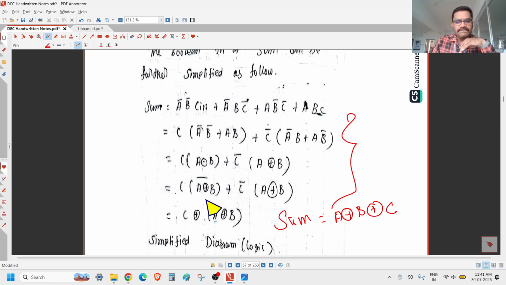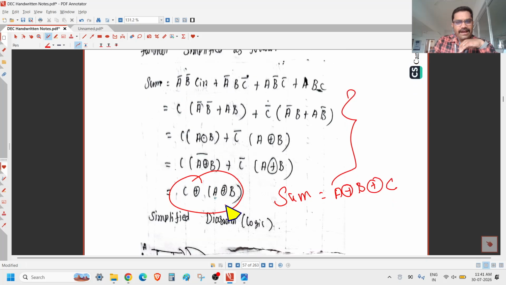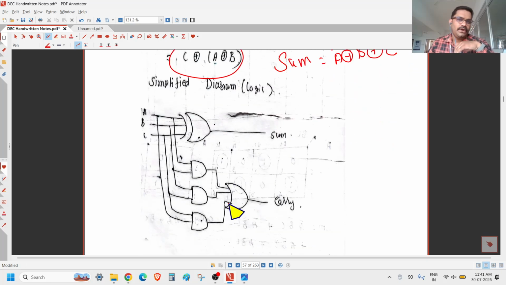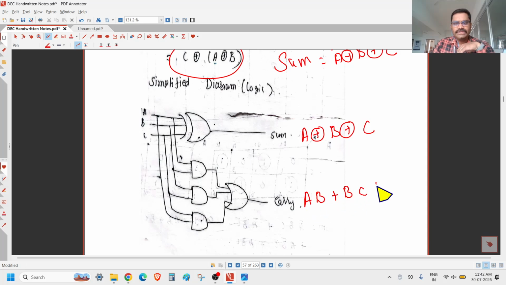So once you got the simplified output of sum, the final logic diagram is this. Okay. So sum is equal to A XOR B XOR C, and carry is equal to A into B plus B into C plus A into C. So C means C in. Okay. So another name for carry is C out. Okay. So this is how you have to design the combinational circuit, that is the adder circuit, particularly the half adder and full adder. I hope you understand the concept.